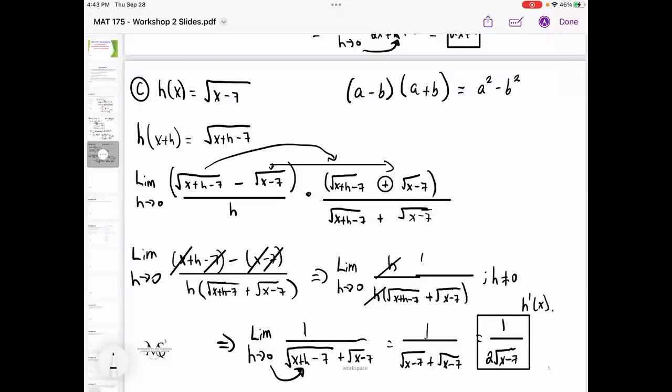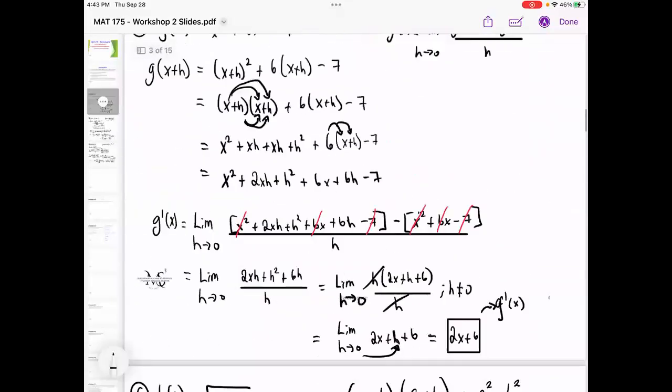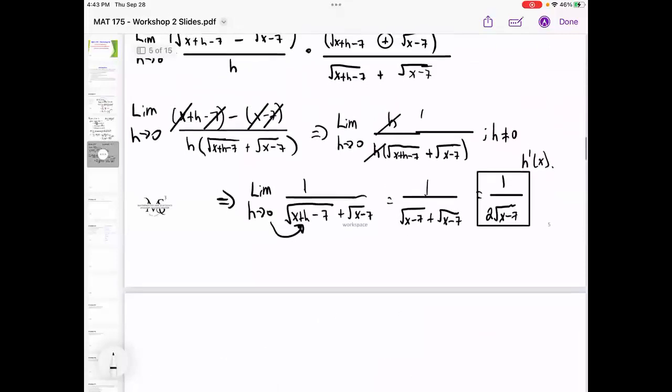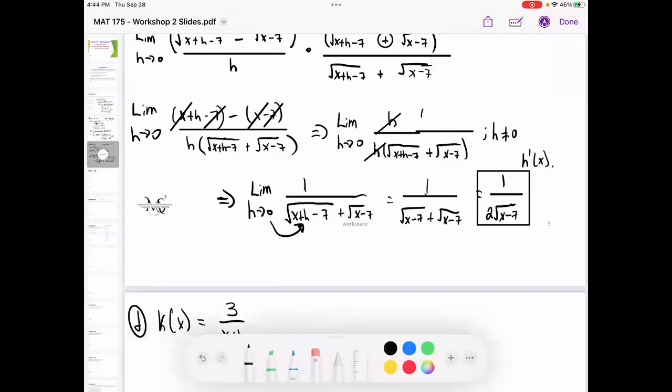Okay. Ready for part D? I'm just going to slide it down so I can start writing out part D. Let me just slide it back up just to see what part D was. Okay, k of x equals 3 over x plus 4. All right, so in part D, our function is k of x equals 3 over x plus 4. Oh, sorry, x plus 4. My bad, that's an h. Oopsie.